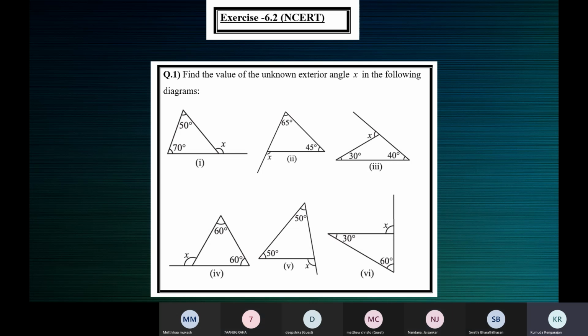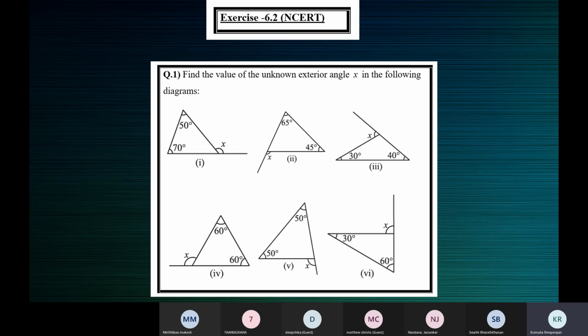So children, last class we learned about the exterior angle property in a triangle. We understood when a side of the triangle is produced, an exterior angle is formed. And the measure of this exterior angle is equal to the sum of the two interior opposite angles. We discussed this in the last class. Let's solve some numerical situations based on this.